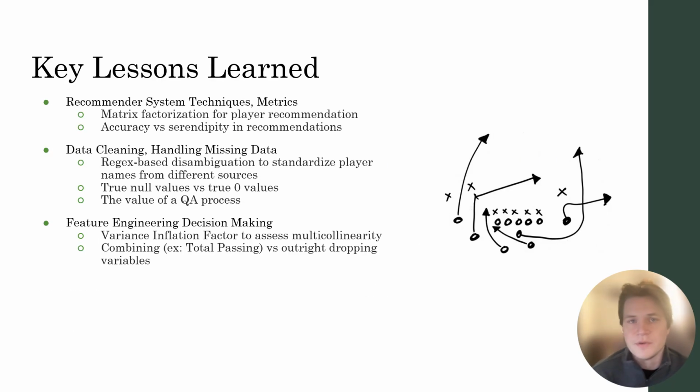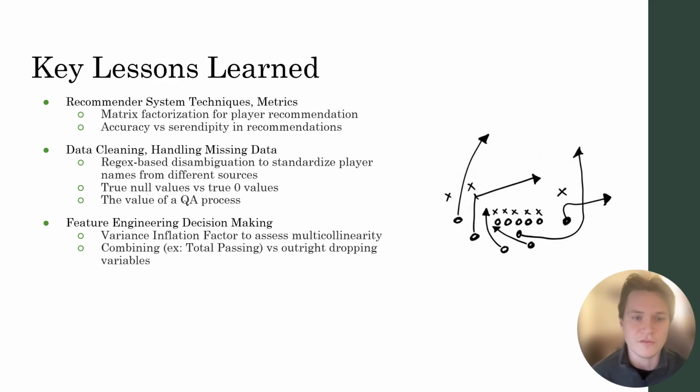Lastly, before we wrap up here, we just wanted to go over some key lessons we learned throughout this project. We learned a lot about recommender systems techniques and metrics, so matrix factorization for player recommendations, and accuracy versus serendipity, which is a little bit more novel in those recommendations, so utilizing those metrics. For data cleaning and handling missing data, we used a lot and learned a lot about regex-based disambiguation to standardize player names from different sources.